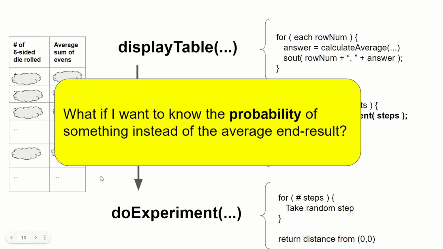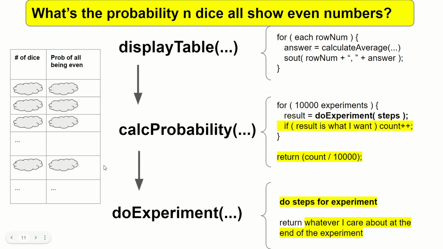Okay, last thing before we do the problems. What if I want to know the probability of a certain event instead of the average end result? So here's what we would need to do if we wanted to figure out the probability of n dice all showing even numbers. And that would be an easy thing to calculate theoretically, but let's use this as a learning example to see how would we do it experimentally.